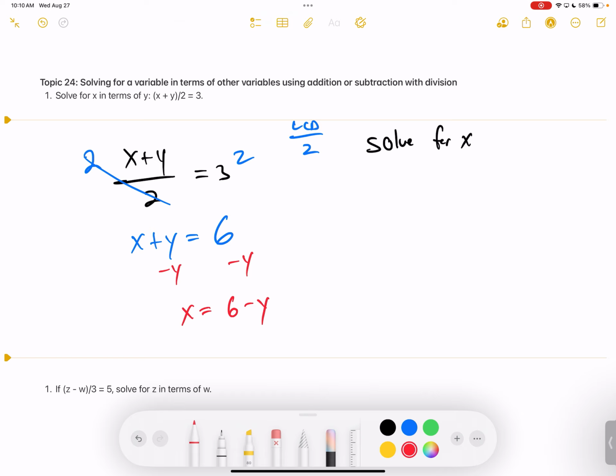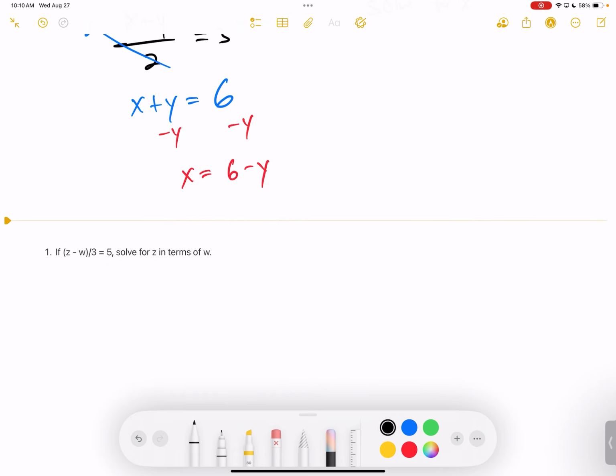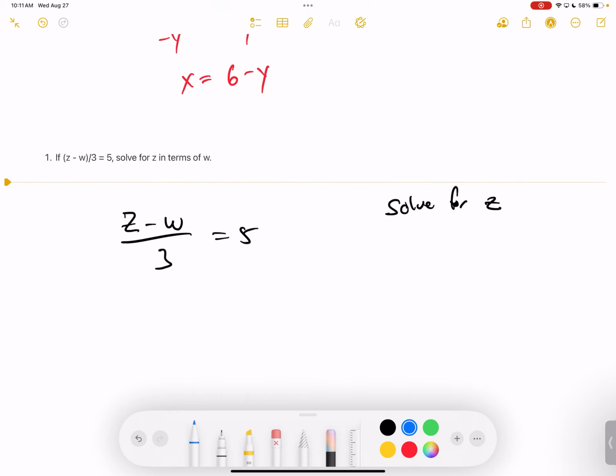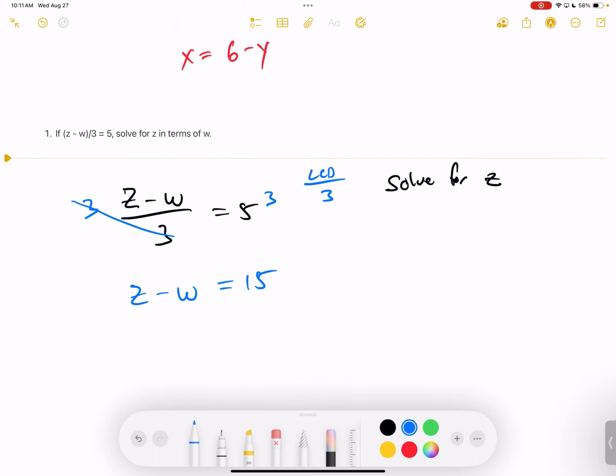And then the last one, z minus w over 3 equals 5. Solve for z. Again, let's get rid of the fraction by multiplying by 3. 3 on top, 3 on bottom cancel out, so I get z minus w equals 15. And then to get z completely by itself, I add w to both sides. So I get z equals 15 plus w.